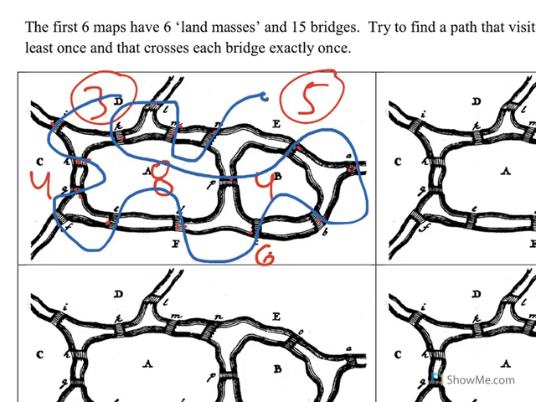And as you can see, I've accomplished it. So that's the trick. Start from an odd, end in the other odd. If there's more than two odds, it won't be possible.